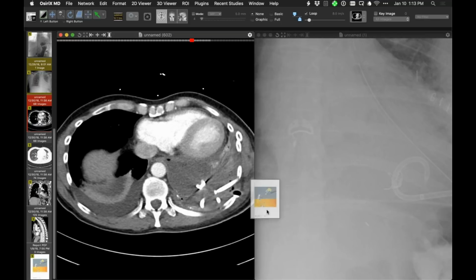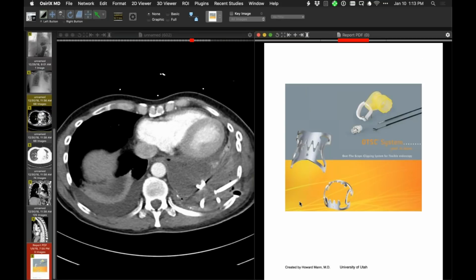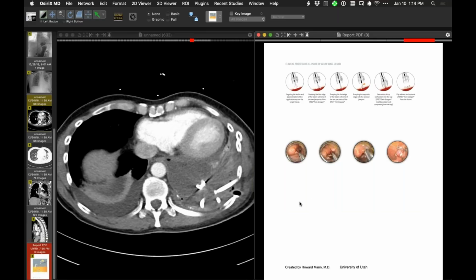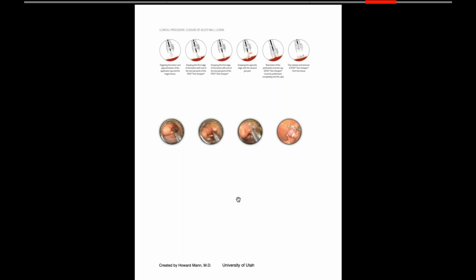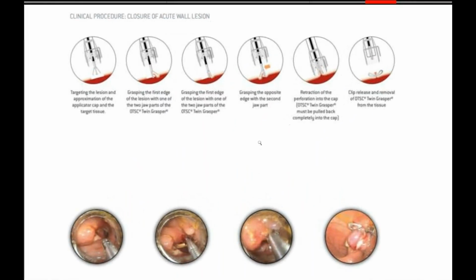Here is a little bit about the Ovesco clip. That's what it looks like when it's closed, and you can see it's got teeth. I'll just blow this up so you can see what they do here. They put this over an endoscope, they find the hole, then they use the forceps to grab both sides of the hole, draw the tissue in, and then allow this clip to clip right over it like that. And that's an image from the brochure showing the closure of that hole with the Ovesco clip.